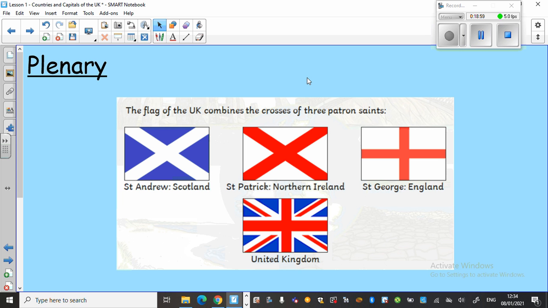So the flag of the UK combines the crosses of 3 of the patron saints. So it doesn't include Wales, but it includes Scotland, Northern Ireland, and England. And if you have a look at the flag of the United Kingdom, it is a combination of all 3 of these flags together. So we've got this cross from England, we've got this red cross from Northern Ireland, and we've got the blue background and the white cross of the Scottish flag. So those 3 flags come together to make the flag of the United Kingdom, which some of you may or may not have known.